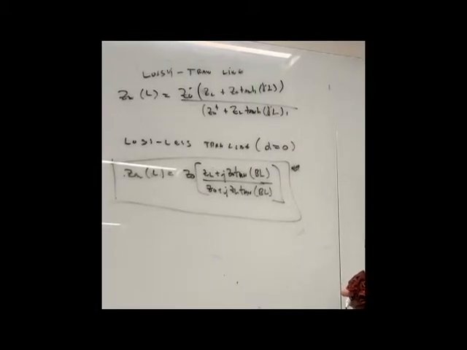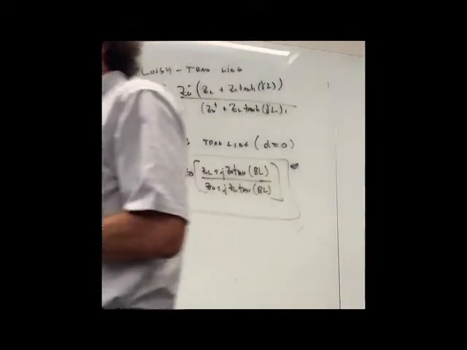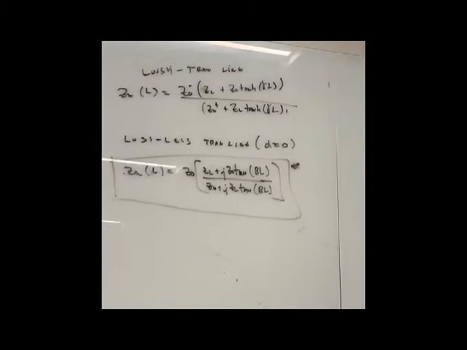Okay. That's the input characteristic impedance. I'm going to show you some special cases too. I don't think you had transmission lines in physics, did you?